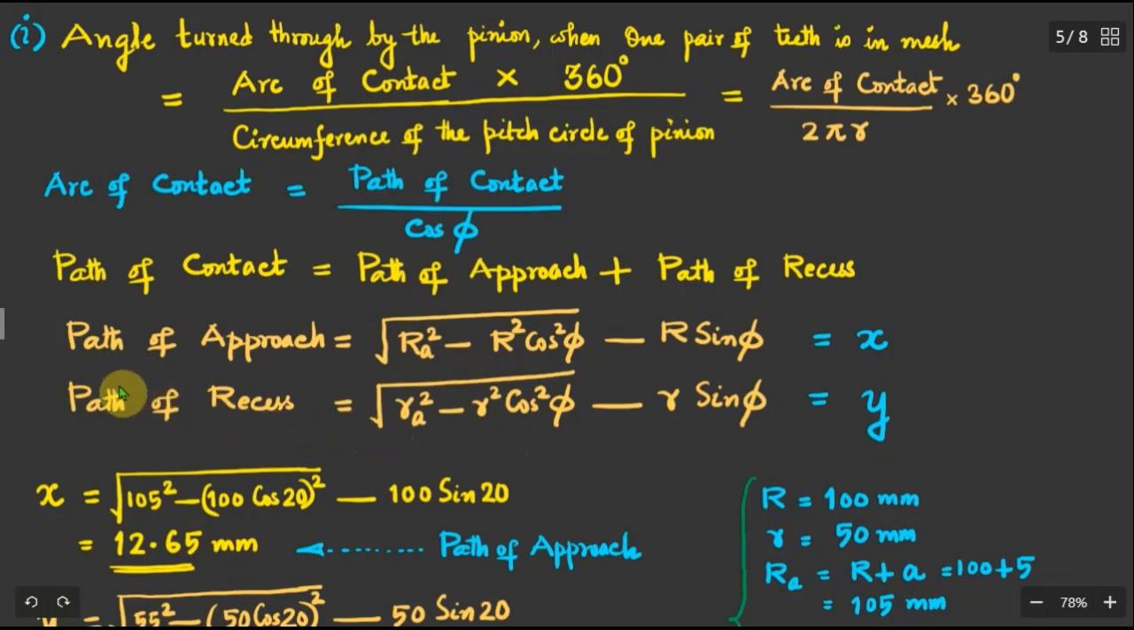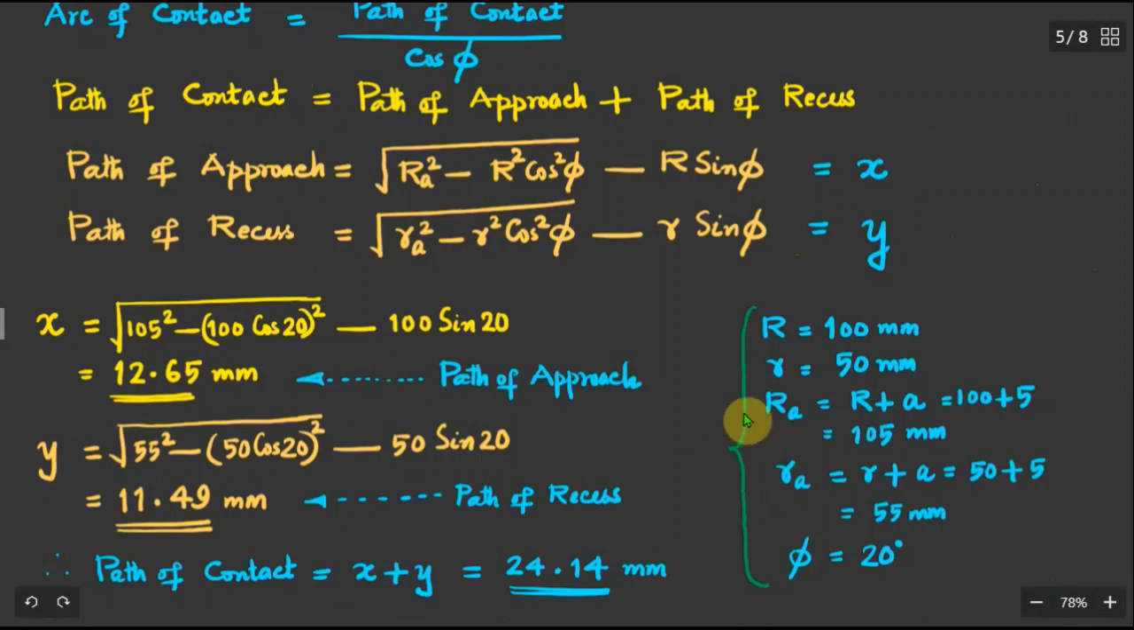So we will find out the path of approach and path of recess separately. Path of approach is equal to square root of capital R square minus capital R square cos square phi minus R sin phi, let it be equal to x. And path of recess is square root of R small r suffix a square minus R square cos square phi minus small r sin phi.